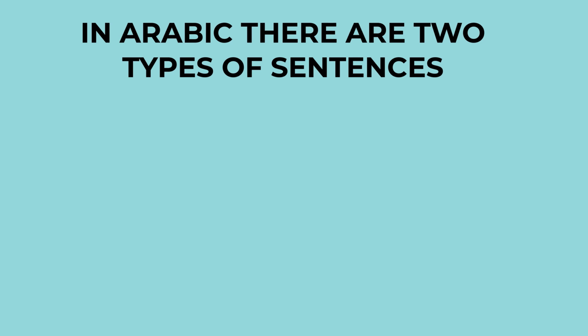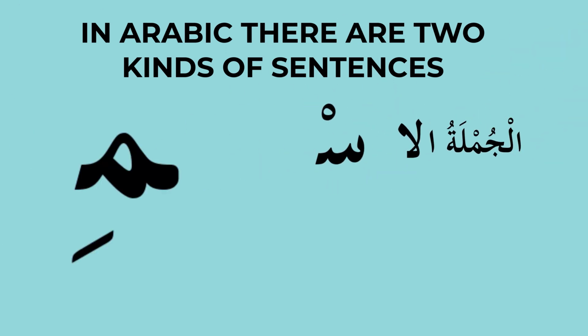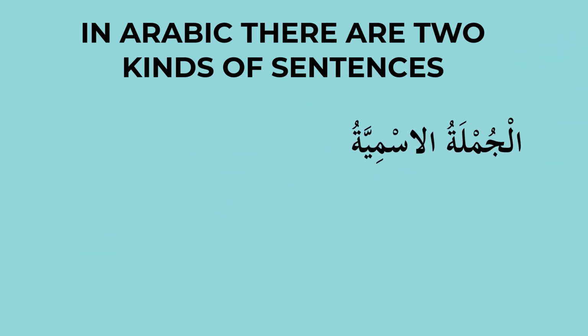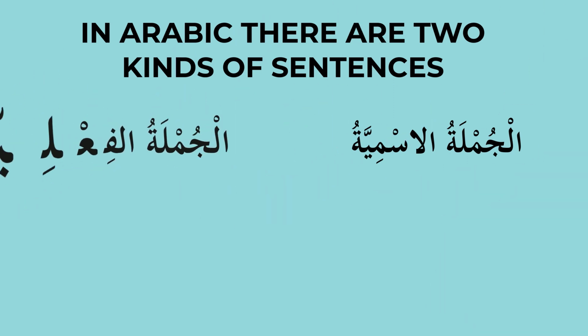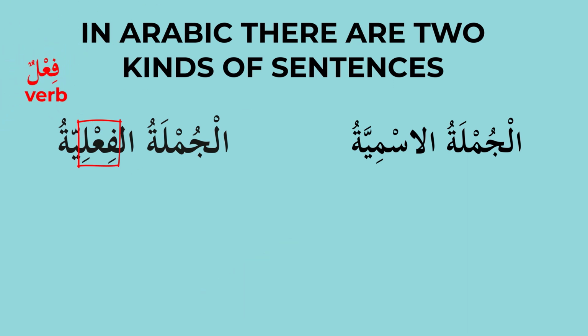Now, in the Arabic language, there are two kinds of sentences. How many kinds? Two kinds. One is called al-jumlatul ismiyatu, and the other is called al-jumlatul fi'liyatu. Fi'al means verb. Are you with me, brothers and sisters? Fi'alun means verb. Okay. So, it's very simple.